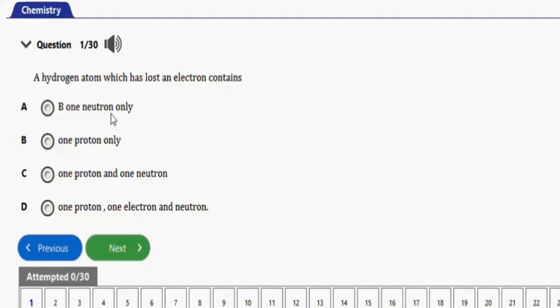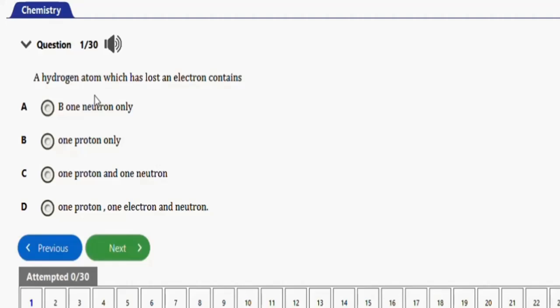one neutron only, one proton only, one proton and one neutron, one proton, one electron and neutron. If a hydrogen atom has lost an electron, it will contain one proton only. So the right option is option B.